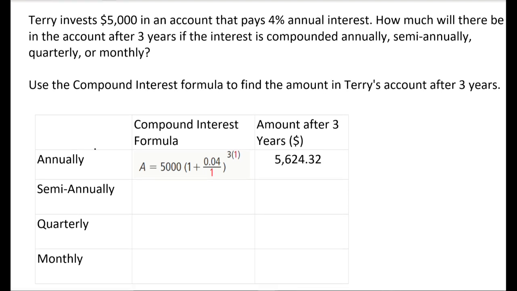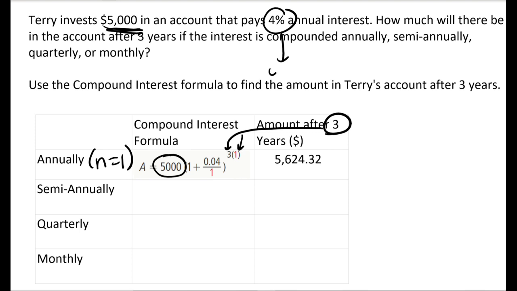Annual means that you're doing it 1 time per year. So the number of compounding periods is 1, and notice that the n is 1. And the t is the time, 3 years, so we plug in 3 right there. The principal is $5,000, given right here. This is how much he invested. The interest rate is 4%, which is 0.04, which we plug in there. So this is how we get the numbers. I'll write out the formula, 1 plus r over n to the nt, and then we plug those numbers in.